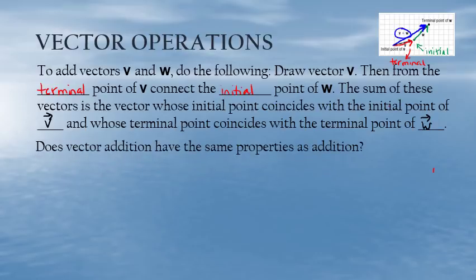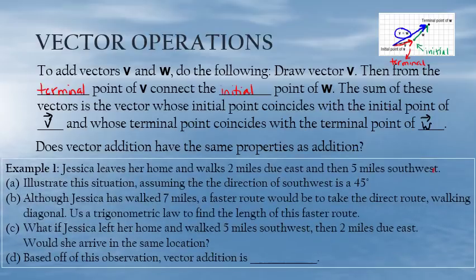Now, does vector addition have the same properties as regular addition? In order to answer that question, we're going to take a look at a word problem. Example 1 says, Jessica leaves her home and walks 2 miles due east and then 5 miles southwest. Part A, illustrate this situation assuming that the direction of southwest is a 45-degree angle. Part B, although Jessica has walked 7 miles, a faster route would be to take the direct route, walking diagonal.